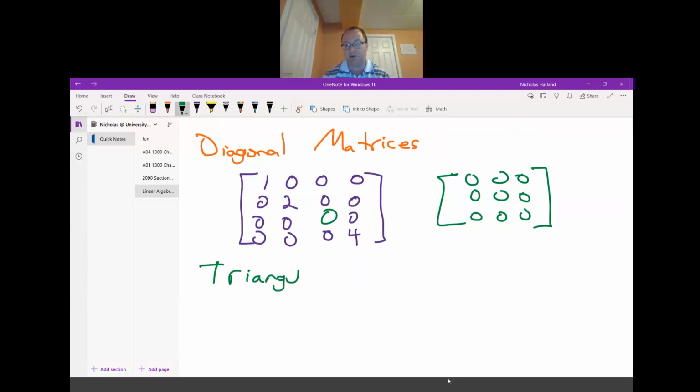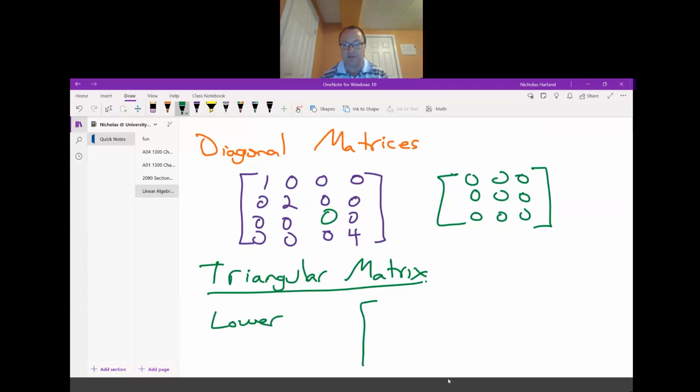The second special type that shows up from time to time is called a triangular matrix. There are two types: the lower triangular and the upper triangular. If we had a lower triangular matrix, that would mean that every entry above the main diagonal has to be 0. So for example, 1, 2, 3, 4, 5, 6, 0, 0, 0. This is an example of a lower triangular matrix because all of the non-zero entries, if any, occur on the lower triangle. Of course, they don't have to be.